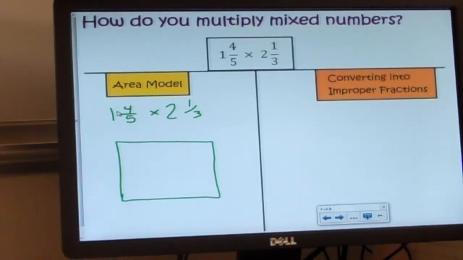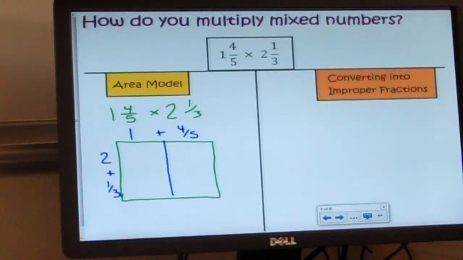We don't need to, we're going to break it up into 2 parts. I don't want to turn it into an improper fraction. I want to decompose it. Jillian? 1 plus 4/5. Good. We're going to break it apart with the whole number and the fraction. So 1 plus 4/5. How am I going to decompose 2 and 1/3? Chris? 2 plus 1/3. Perfect. 2 plus 1/3. Are we okay with that part?